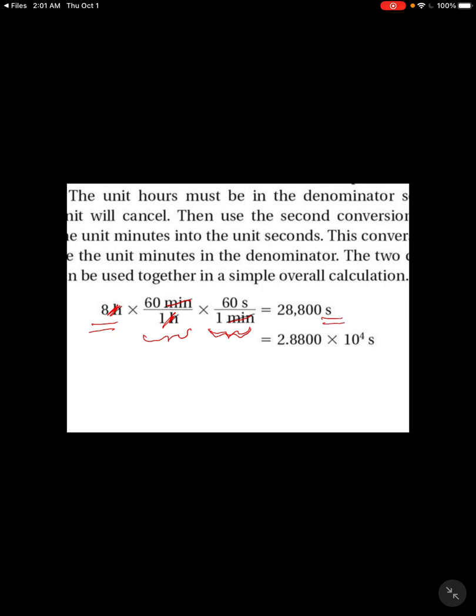And if you get out your calculator and multiply 60 by 60 by 8, you get 28,800 seconds, and it asks for the number in scientific notation. So, of course, that would be 2.8800 times 10 to the 4th seconds.